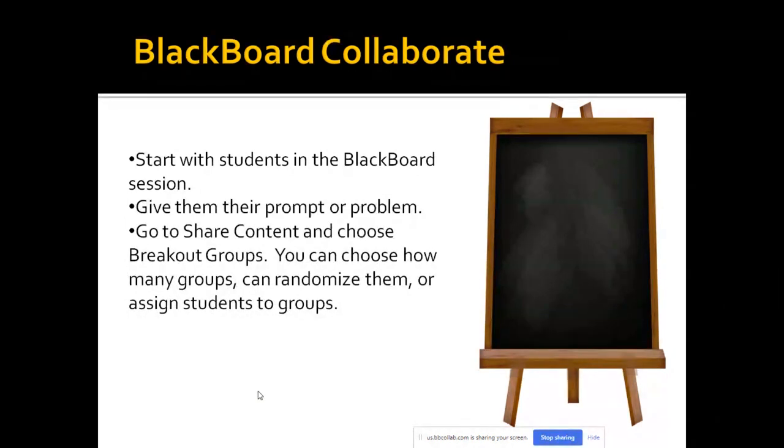So go into Blackboard Collaborate and click on Share Content. In the bottom right-hand corner, it has the little box with the arrow. Click on that. That's the Share Content. Choose Breakout Groups. From inside there, you can choose how many groups you want. You can randomize them or assign them to groups. So my idea on here would be to randomize them, to have the computer just randomly assign who was in there.